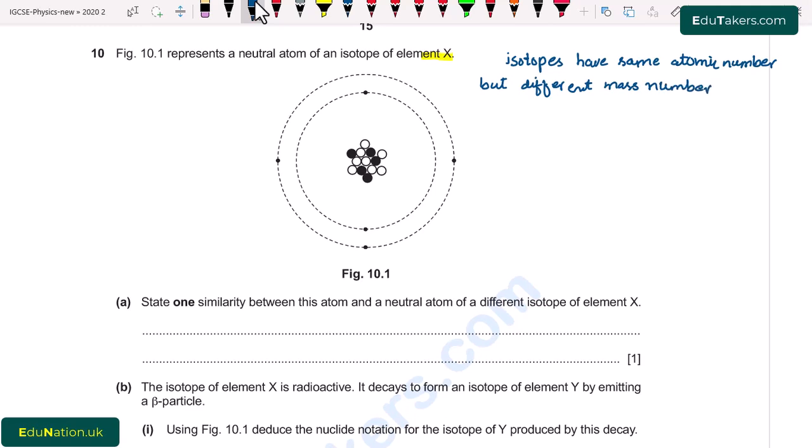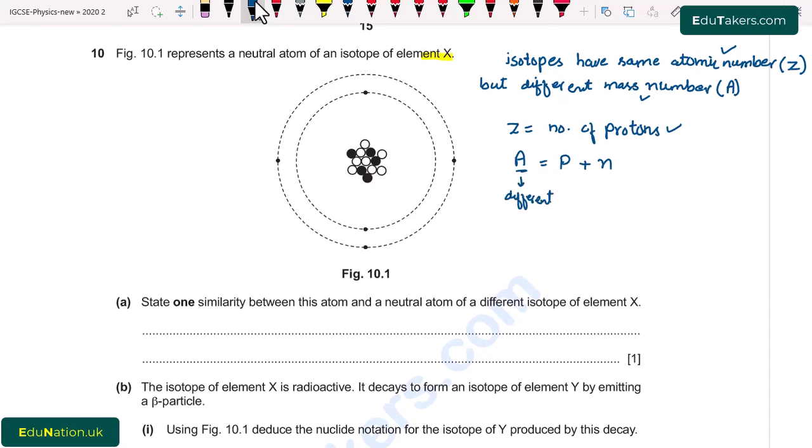Mass number is also called nuclear number and it is represented by A, where the atomic number is represented by Z. And we also know that the atomic number is equal to the number of protons and mass number is equal to the number of protons plus the number of neutrons. So here you can see that isotopes have the same atomic number. It means that the number of protons will be the same and different mass number. It means that A will be different.